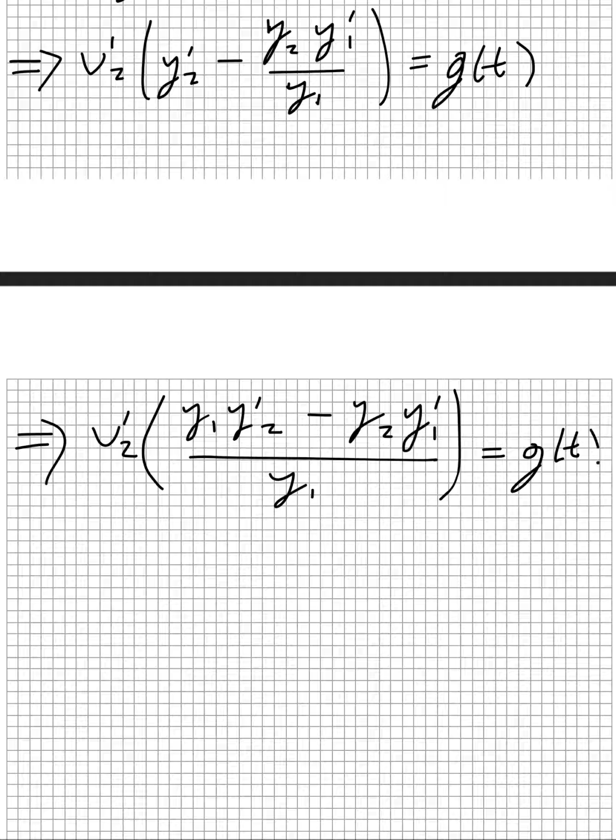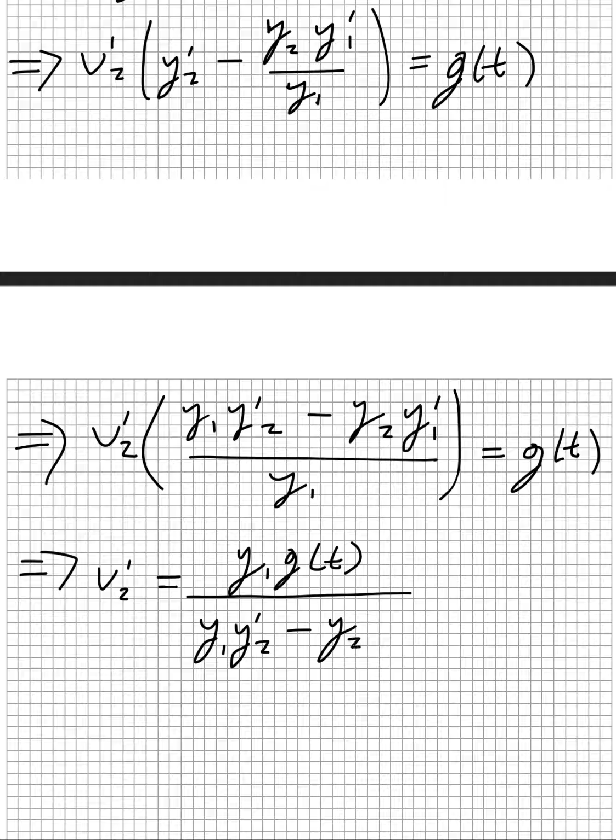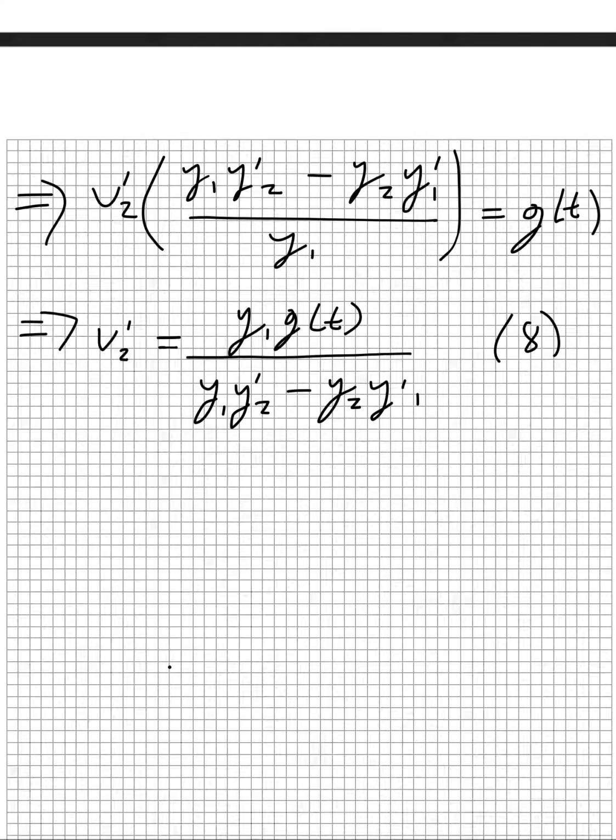So you can guess what the next step is going to be. We're going to solve for u prime 2. So u prime 2 is going to equal y1 times g of t, divided by y1 y prime 2 minus y2 times y prime 1. And this is equation 8 for our reference.